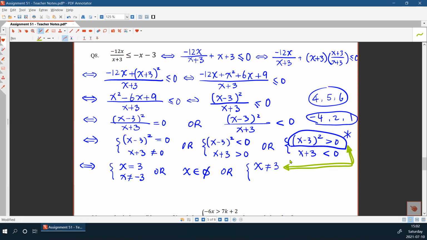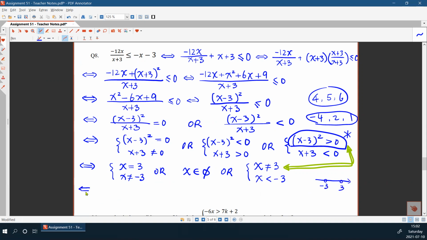So how about the second one? Second one is easier, right? x plus 3 is less than 0. When you move 3 to the other side, that becomes x is less than minus 3, right? So here x is less than minus 3. Of course, 3 is larger and minus 3 is smaller, right?